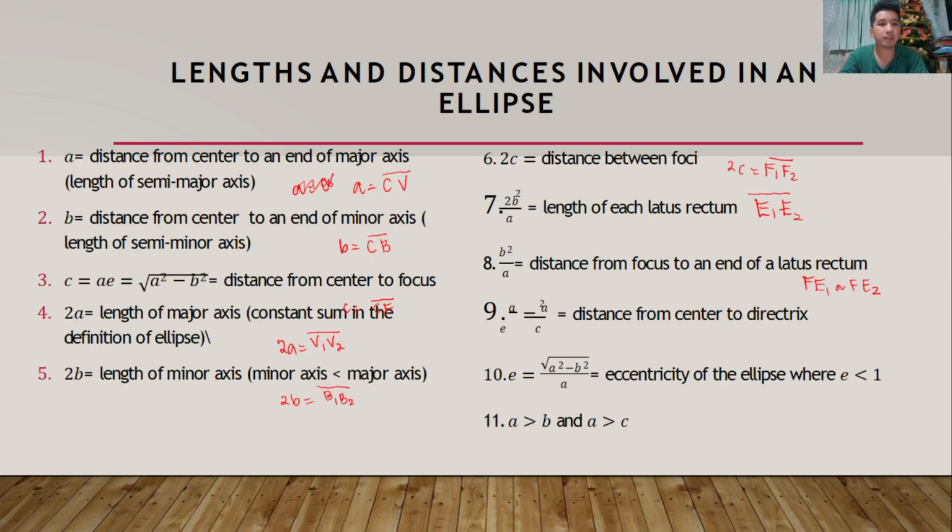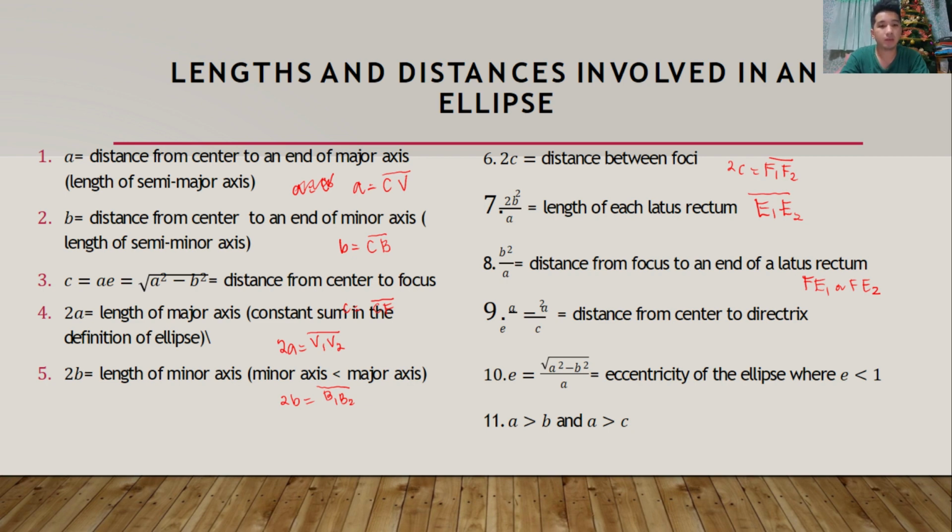Length and distance involved in an ellipse. A equals the distance from the center to an end of the major axis, the length of the semi-major axis. B equals the distance from the center to an end of the minor axis, the length of the semi-minor axis. C equals AE equals the square root of A squared minus B squared, which is the distance from the center to the focus.